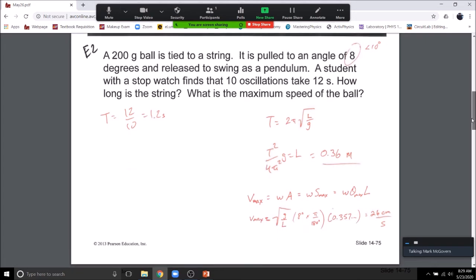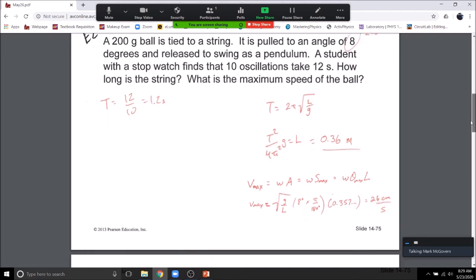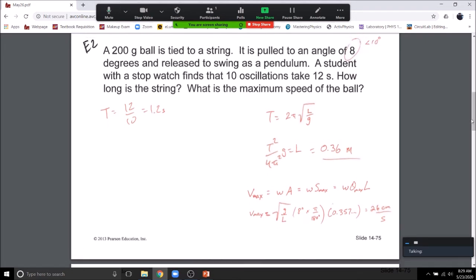Okay, we've got a ball, 0.2 kilograms. Don't care about that. It's pulled to an angle of 8 degrees. That's okay, we're under 10. We're using a stopwatch. We find that 10 oscillations take 12 seconds. That gives us the period, so it would be 12 over 10, 1.2. How long is the string?